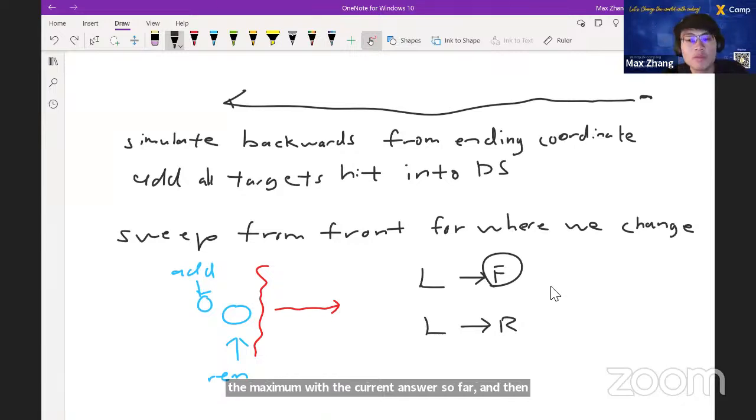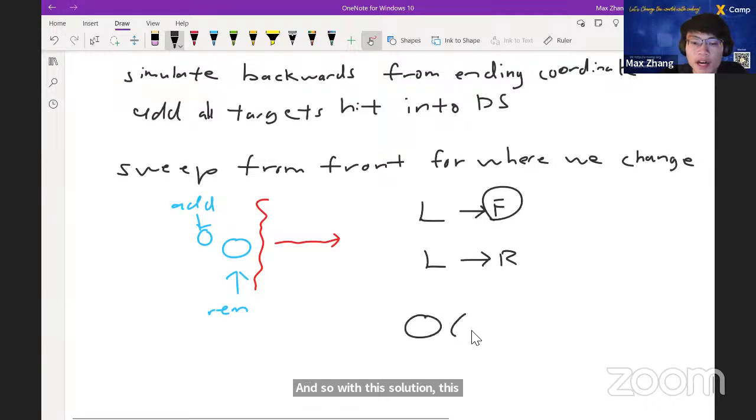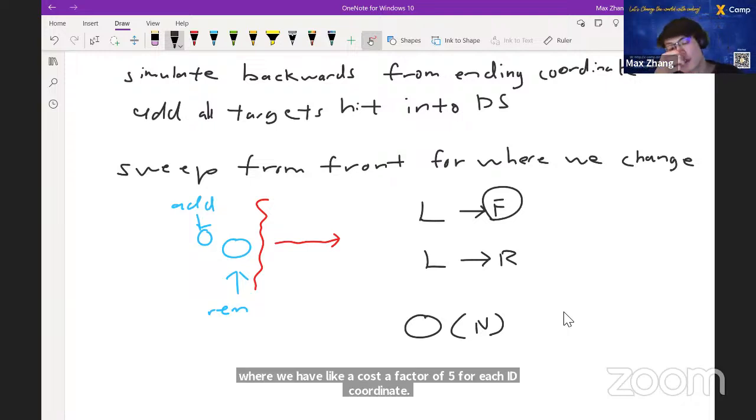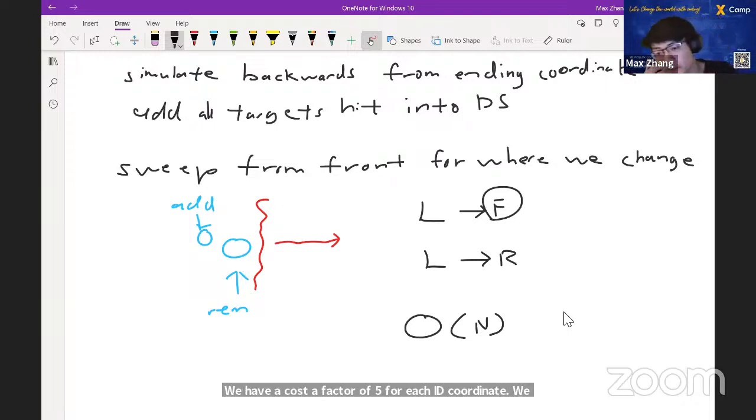And so with this solution, this would work in O of n time. There's a constant amount of work, where we have a constant factor of 5 for each ending coordinate. We have a constant factor of 3 for everything we change into. But other than that, it's all O of n.